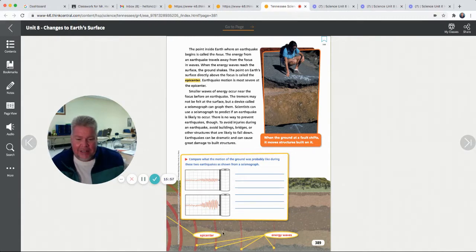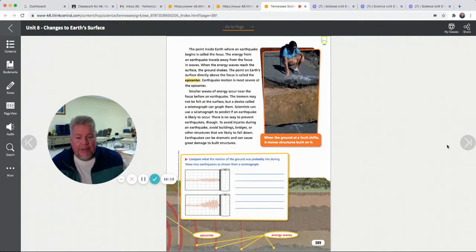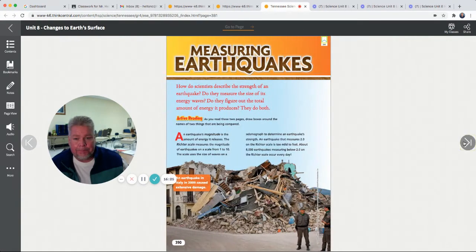And here shows the energy waves, those red lines coming out. So words to know on this page: the fault line is where the two plates meet and can rub together to form an earthquake. An earthquake, obviously, is the ground shaking. And then you got your epicenter, the place on the surface right above where the earthquake occurs. And then you got the energy waves. The focal point, too, is down in the earth where the plates rub together.